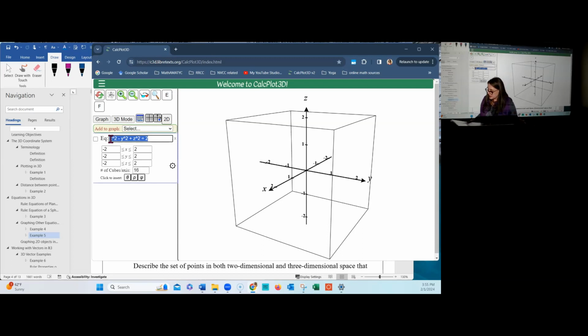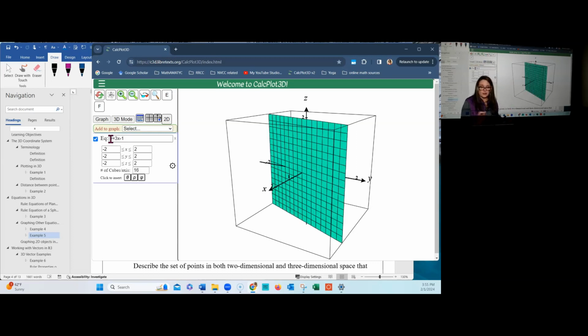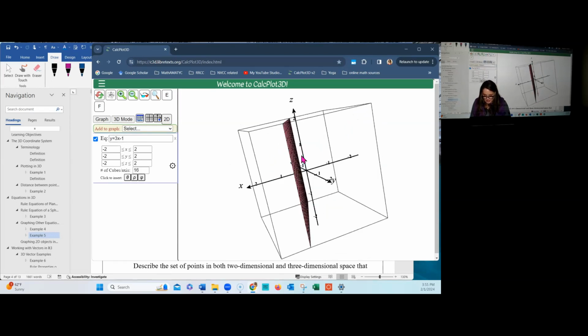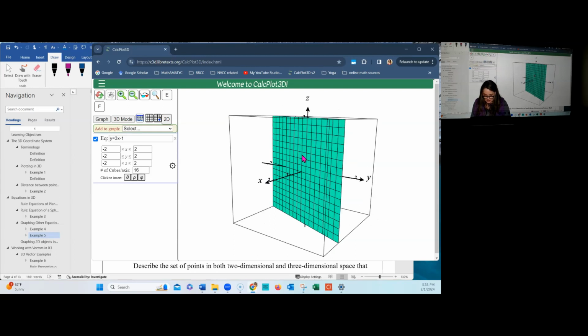And what I'm going to put in instead is the equation that I'm looking for. So I'm going to put in y equals 3x minus 1. Now you need to get it to execute, so hit enter while you're in the line, and there it is. All right, so we can see what it looks like right here. So we have this equation that became a plane in this space, right?